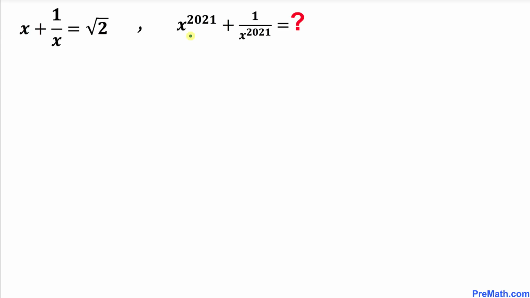In this video, we have got this interesting problem, x plus 1 over x equals square root of 2. And now we are going to find the value of x to the power 2021 plus 1 divided by x to the power 2021.